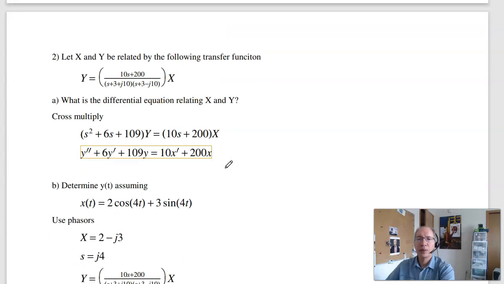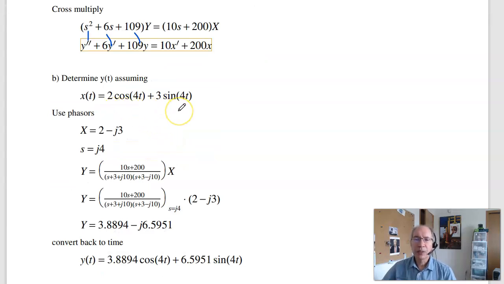Problem 2 says, suppose x and y are related by the following transfer function. In this case, I have complex poles. What's the differential equation relating x and y? Again, multiply it all out. s means derivative, so this is the second derivative of y, 6 times the first derivative, 109 times y, and basically no different.